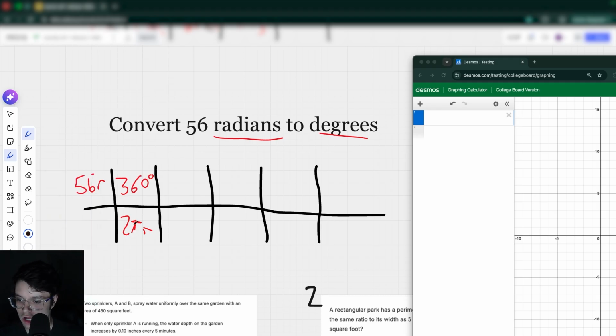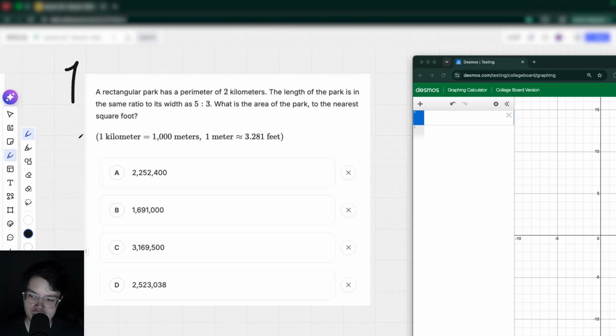Then I can go ahead and cross out the top and the bottom radians. And that's literally it. So I just multiply this out again. Okay, so 3,208 would be the answer here. Okay, let's just do one quick practice problem.